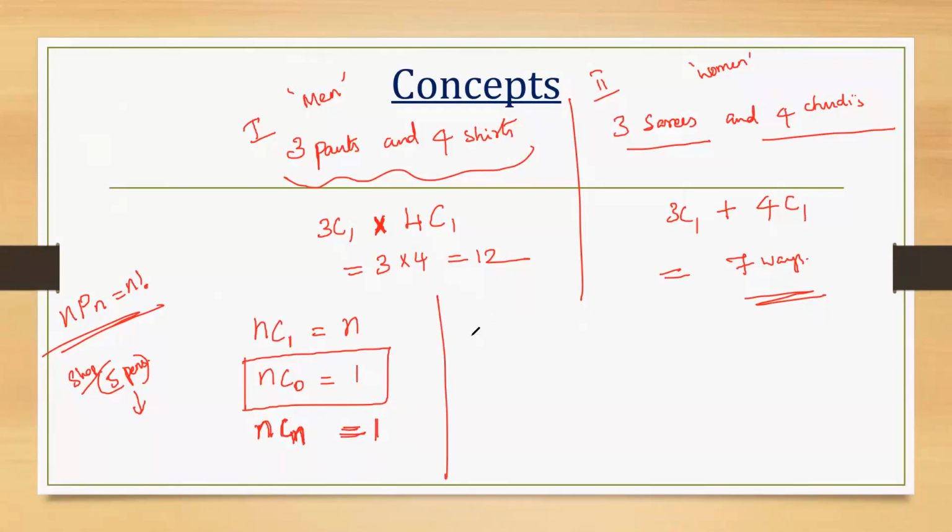Then you can say NCR equals NC(N minus R). For example, you have 10 dresses. I am asking you to select 7. Instead of selecting 7, you can reject 3. Out of 10, instead of selecting 7, can I reject 3? Both are the same or not?